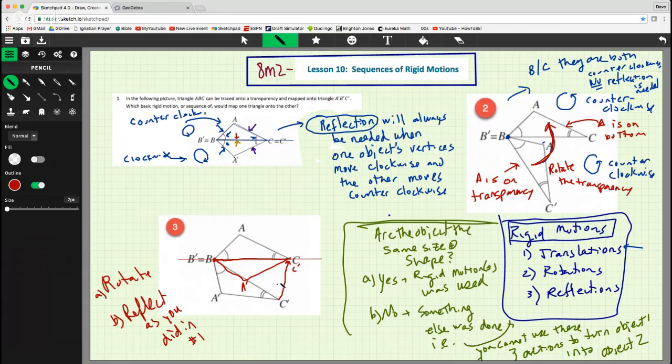So one possibility again was to reflect across this kind of tricky line if you saw that. But the easier thing to do is just rotate that up so that B and B prime are lined up and C and C prime are lined up, and then you can just reflect it. Again, the key is there's more than one way to skin a cat. Okay, let's move to section 2.